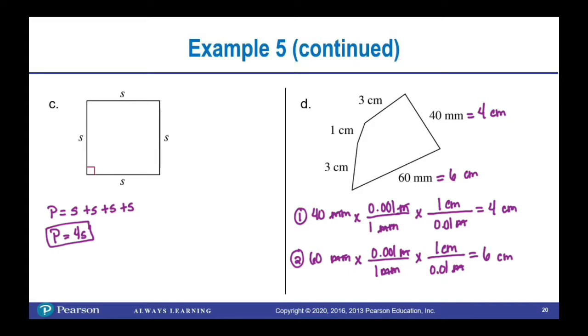Now all of my sides have the same unit of measure. So to find the perimeter, I add 3 centimeters plus 1 centimeter plus 3 centimeters plus 4 centimeters plus 6 centimeters gives me a total of 17 centimeters. Again, notice that I have a space between my number and my unit.